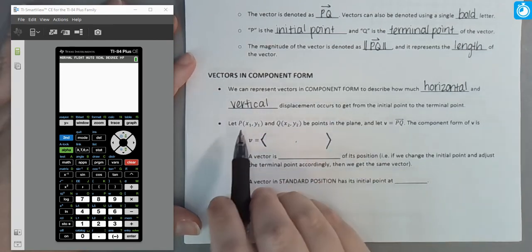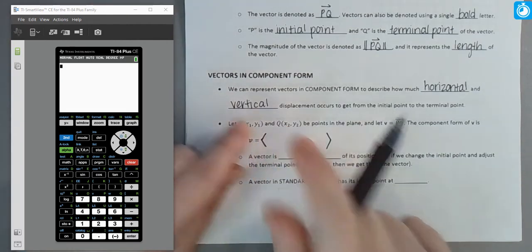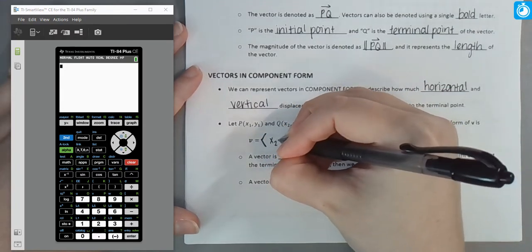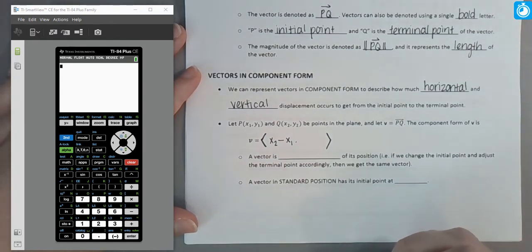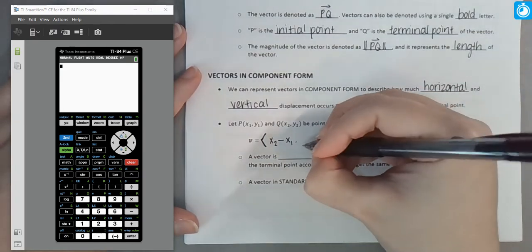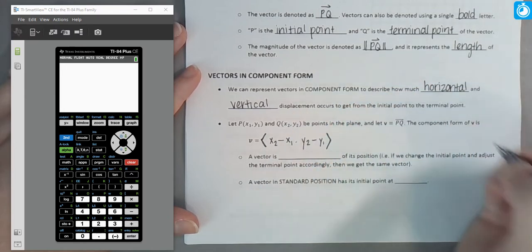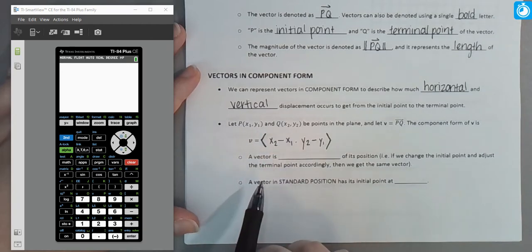In other words, it's the amount of displacement that it would take to get from the first point to the next point, horizontally speaking. Now, it's always going to be the terminal x-coordinate minus the initial x-coordinate. And then same thing for the vertical component, except it's going to be y2 minus y1. And this, of course, is assuming that we know the coordinates for our initial and our terminal point.